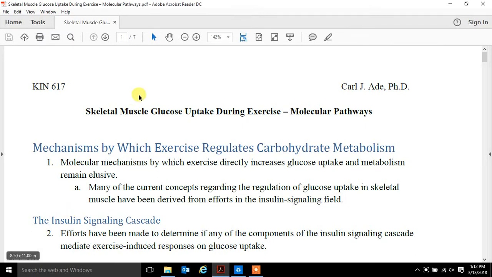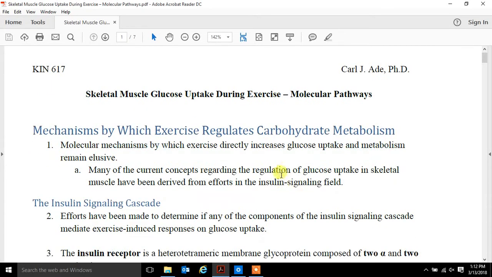So the molecular mechanisms by which exercise directly increases glucose uptake are largely a little bit elusive, but a lot of the current topics regarding regulation of glucose uptake have derived from efforts in the insulin signaling field itself. So we're going to start with talking about insulin signaling, how it elicits changes in glucose uptake. I've labeled that here, the insulin signaling cascade.